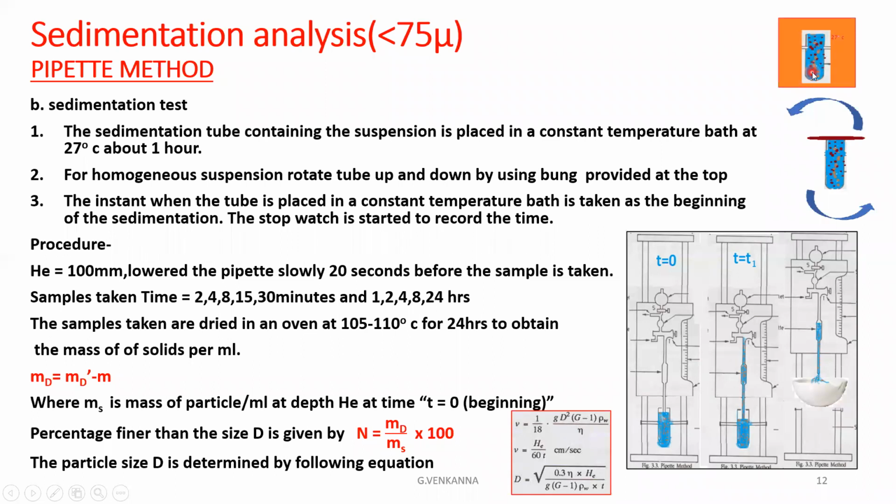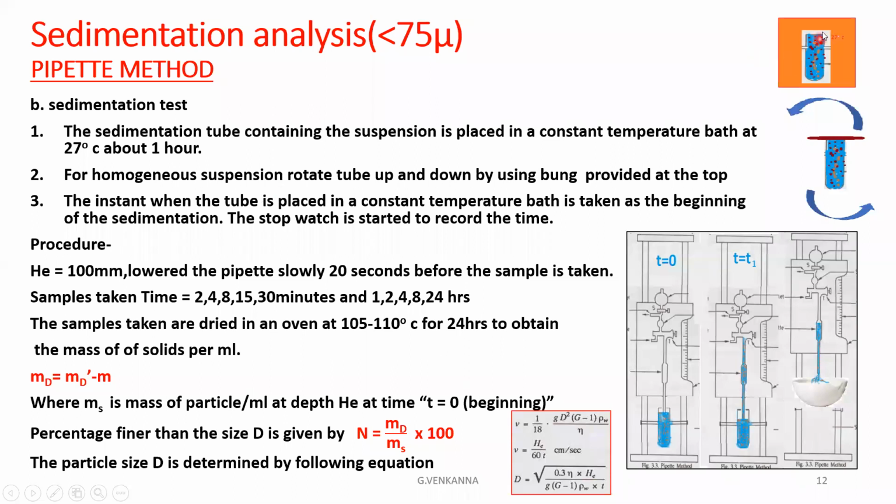The sedimentation tube is then taken to a temperature bath. Initially the sedimentation tube is placed in a temperature bath at 27 degrees centigrade for about 1 hour. After 1 hour at 27 degrees centigrade, the sedimentation tube is removed from the temperature bath for homogeneous suspension.